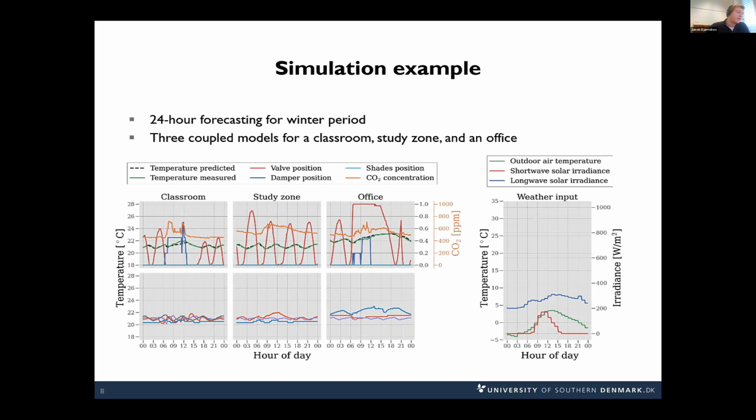The red line is the valve position of the heater in each space. So we can see that the model is able to account for this fluctuating valve position, which is caused by the PI controller in each space. The bottom 3 plots are the adjacent room temperatures that we supply to the models during this period, and on the right we see the weather input, also supplied as input.